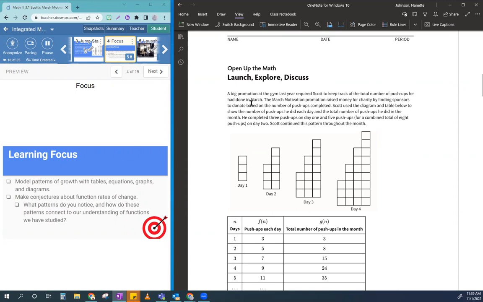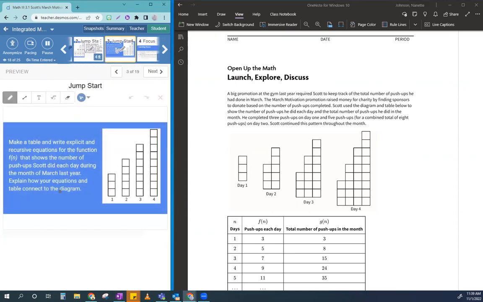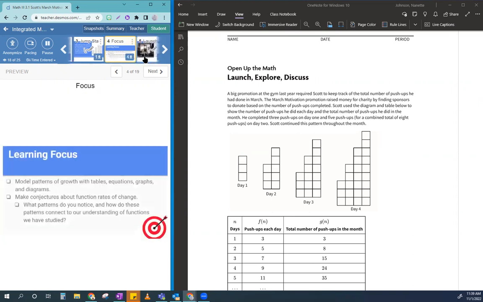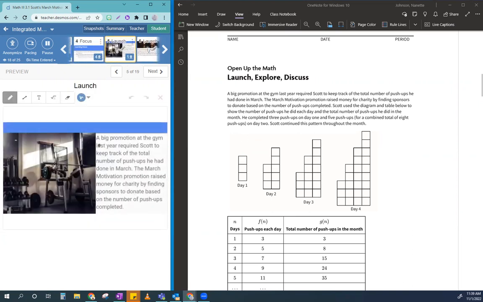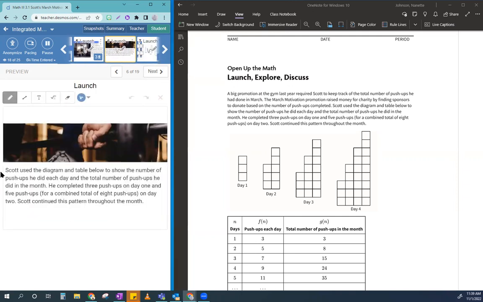Okay, so we skipped the jumpstart problem, which talks about the number of push-ups that he did. And then we're moving on to this part here. A big promotion at the gym last year required Scott to keep track of the total number of push-ups he had done in March. The March motivation promotion raised money for charity by finding sponsors to donate based on the number of push-ups completed. So like, who cares? Keep listening.